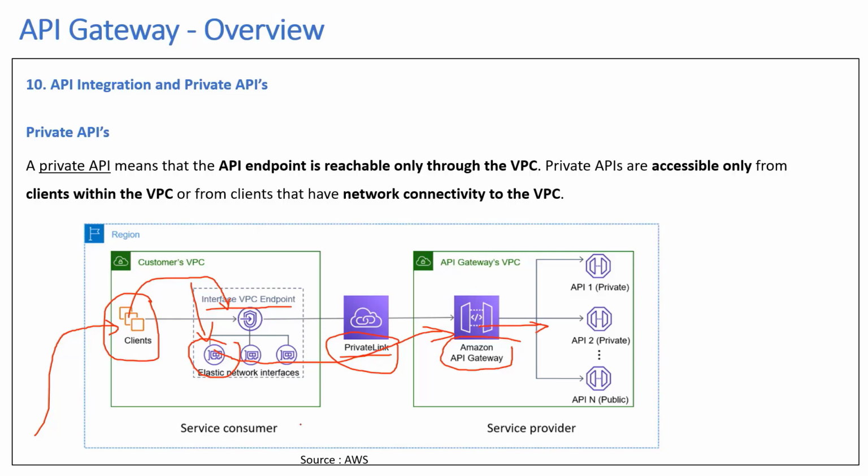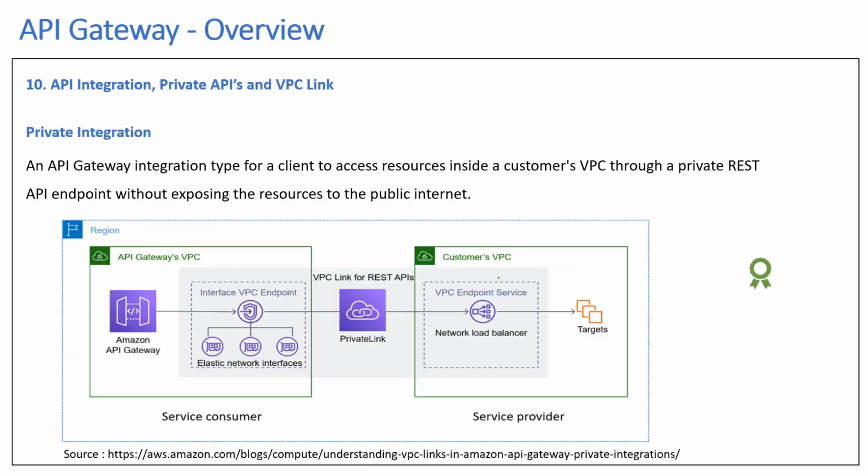So in this case, you can see here the customer VPC, from where the request originates, is the service consumer, and the Amazon API Gateway VPC is the service provider. Now let's take a look at the next concept, which is the private integration and VPC link.